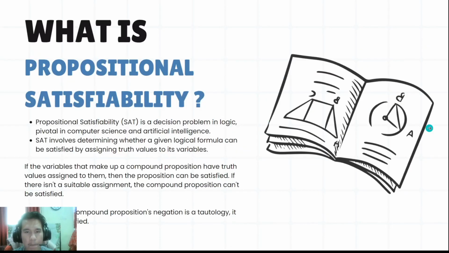So let's begin. What is propositional satisfiability? Propositional satisfiability is a decision problem in logic, pivotal in computer science and artificial intelligence. If the variables that make up a compound proposition have truth values assigned to them, then the proposition can be satisfied. If there isn't a suitable assignment, the compound proposition can't be satisfied.